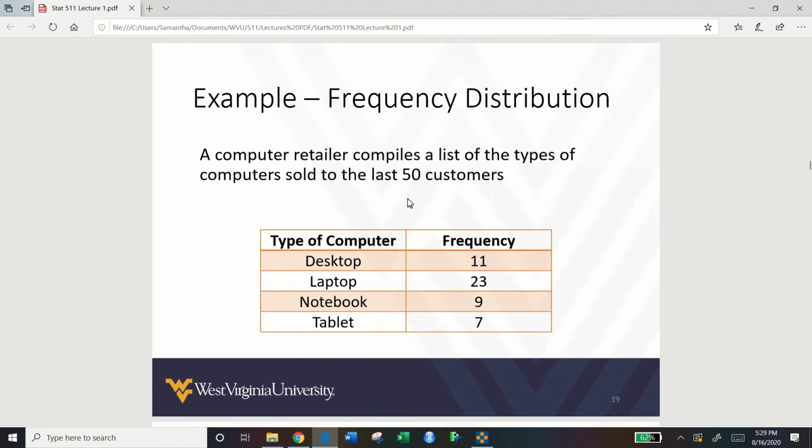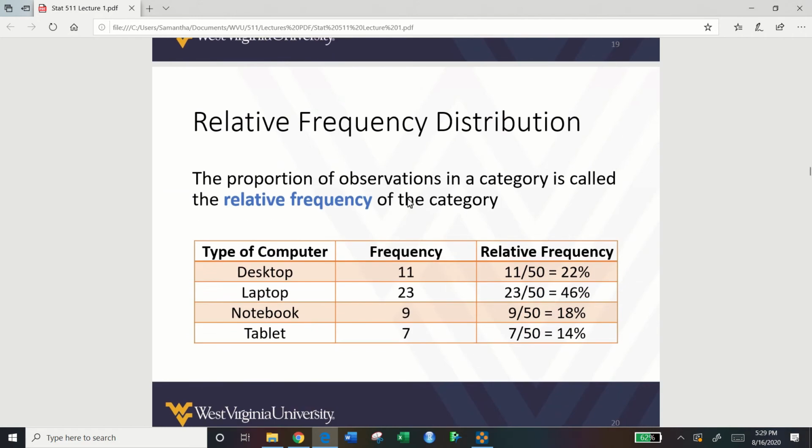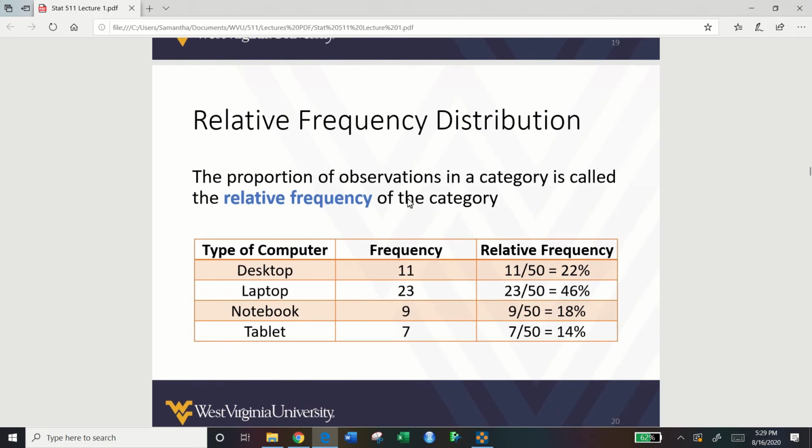So let's take a look at an example. A computer retailer compiles a list of the types of computers sold to the last 50 customers. So we have a desktop, laptop, notebook, or a tablet, and their corresponding frequencies. The relative frequency distribution gives the proportion of observations in a category. So we can see for the relative distribution, meaning it is relative to the total. So for a desktop, there were 11 desktops sold out of 50, which would make it 22%.